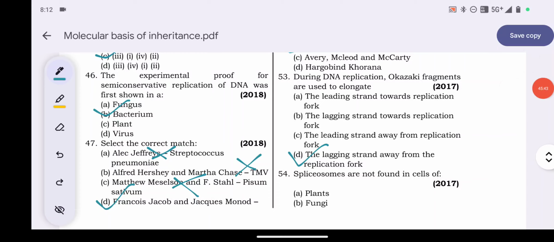Now let's see the explanation of 53. The process in which the DNA is replicated and two copies are synthesized is called DNA replication. It involves the formation of a replication fork, where the two strands of the DNA helix separate and new strands are formed on the original strands, known as the template strand. The strand which is synthesized in the 3' to 5' direction is the leading strand, and the strand which is synthesized in the opposite direction is called the lagging strand, which contains the Okazaki fragments. This strand is synthesized away from the replication fork, so option D is the answer.